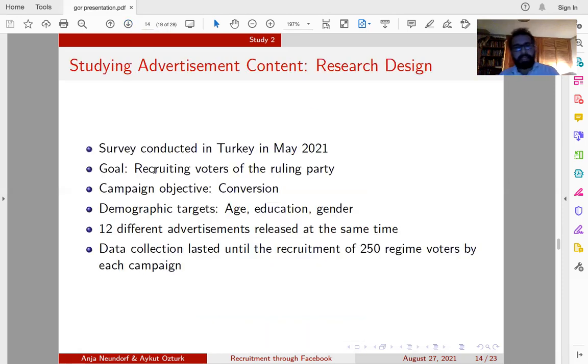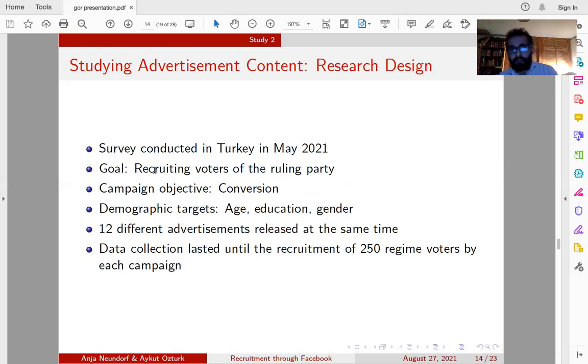So we conducted a second survey in Turkey in May 2021. The goal in this survey was recruiting voters of the ruling party, which is usually harder to recruit. The ruling party, AKP, is a conservative right-wing party, and across our studies, we have found that it is harder to recruit conservative voters. Our campaign objective, based on what we learned from study one, was conversion, and we used demographic targeting for age, education, and gender.